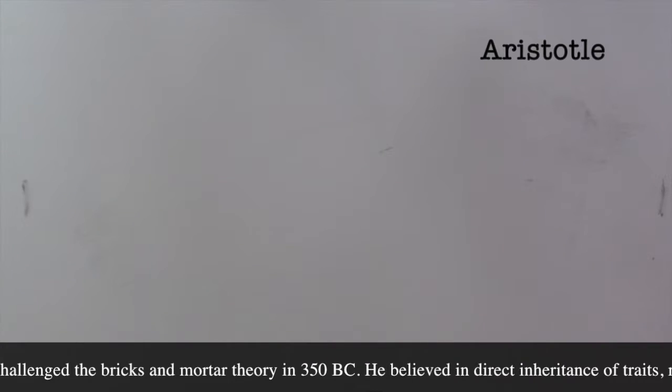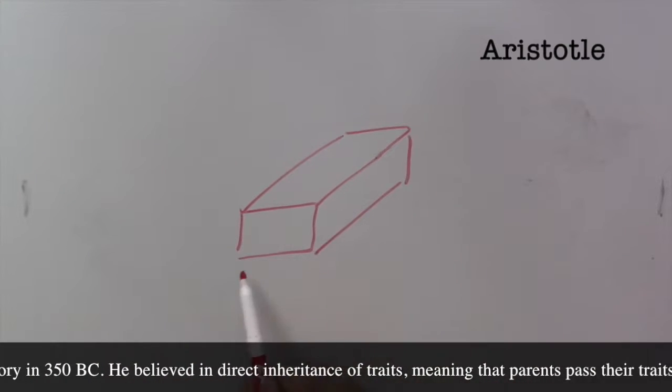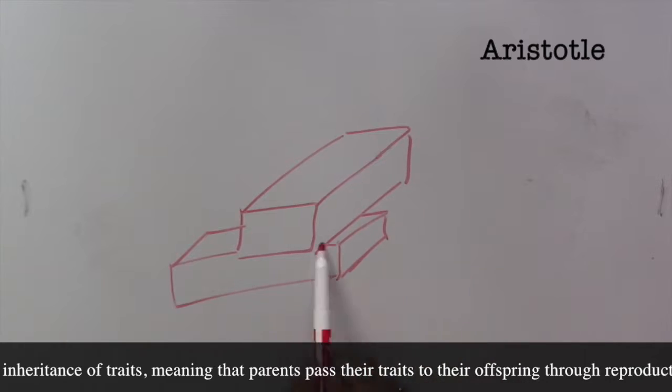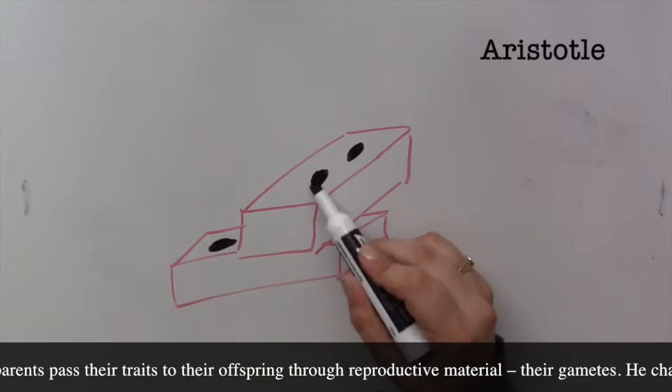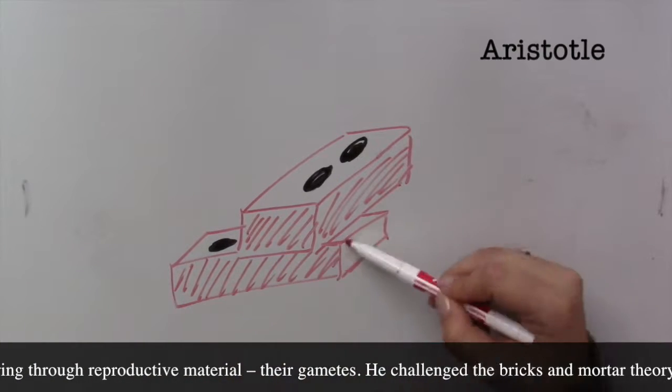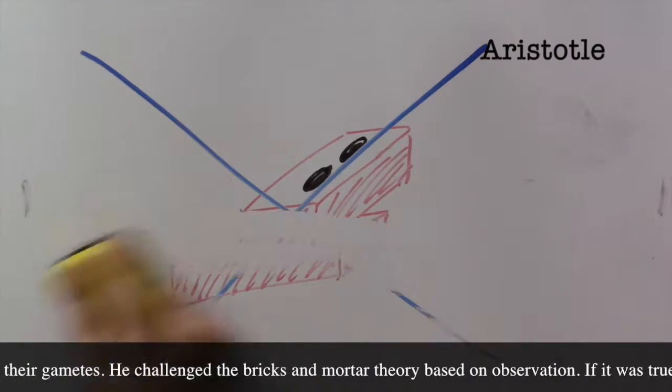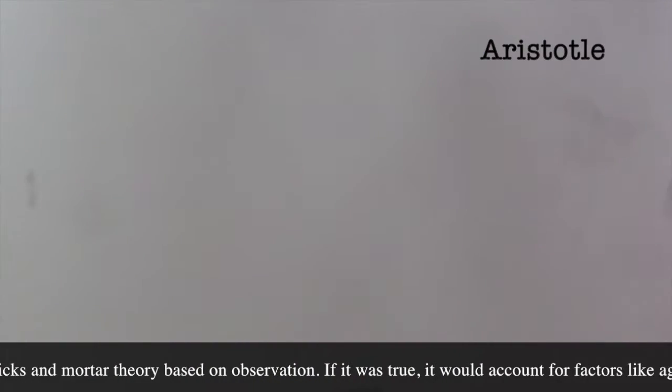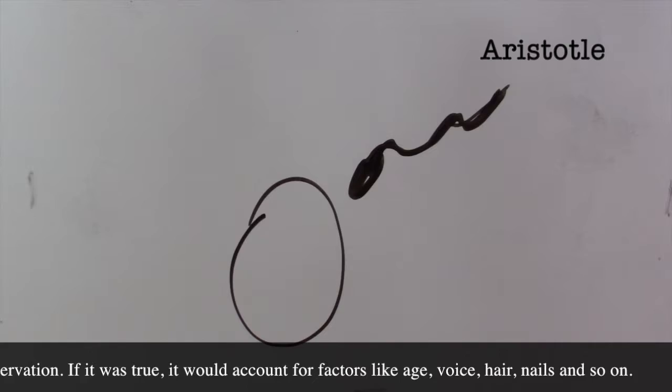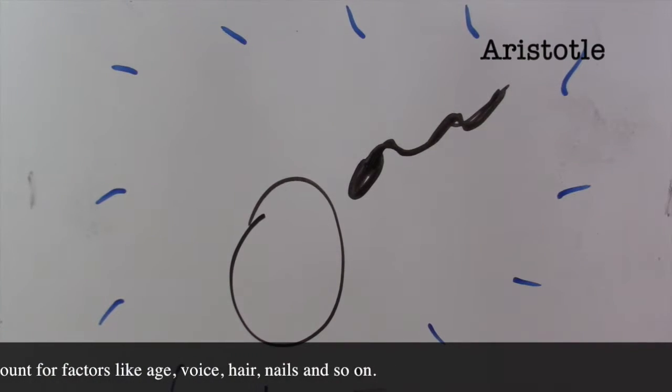He believed in direct inheritance of traits, meaning that parents pass their traits to their offspring through reproductive material, their gametes. He challenged the brick-and-mortar theory based on observation. If it was true, it would account for factors like age, voice, hair, nails, and so on.